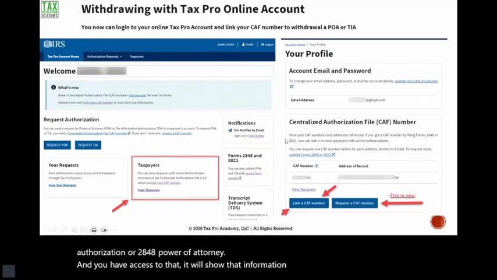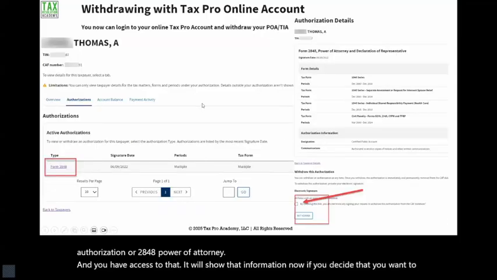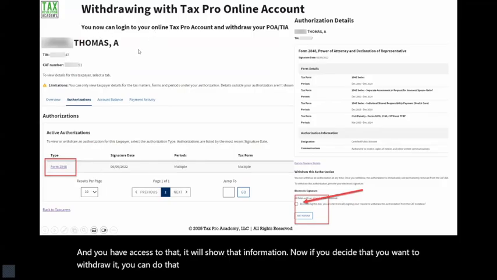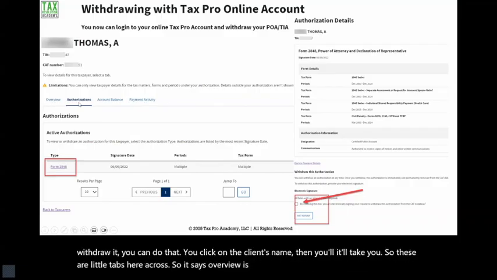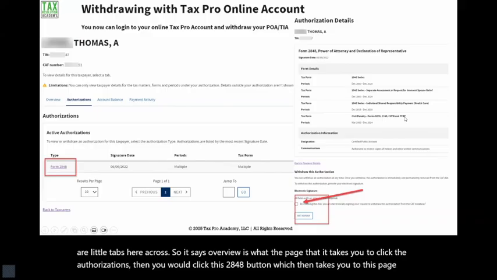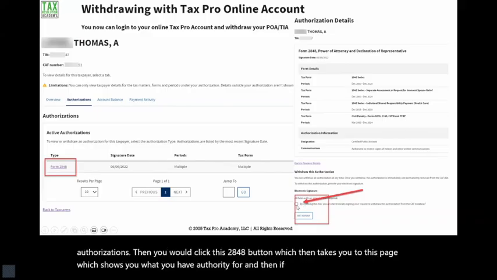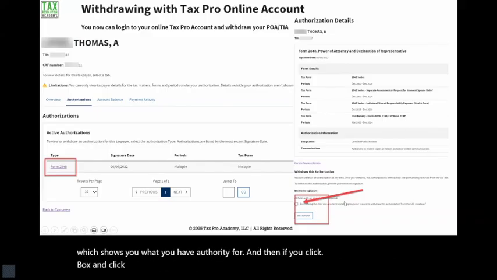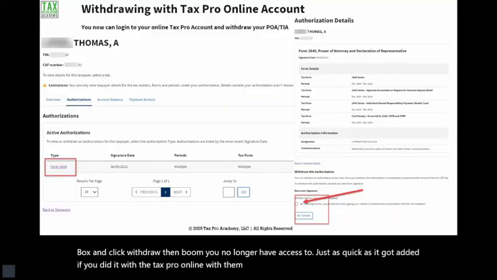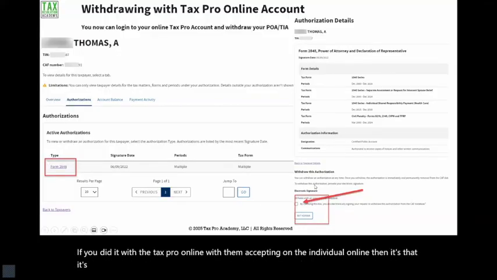Now, if you decide that you want to withdraw it, you can do that. You click on the client's name, then it'll take you to these little tabs across. Overview is the page it takes you to. Click the authorizations, then click this 2848 button, which takes you to this page, which shows you what you have authority for. And then if you click this box and click withdraw, boom, you no longer have access, just as quick as it got added if you did it with the Tax Pro online with them accepting on the individual online, it's that quickly removed.